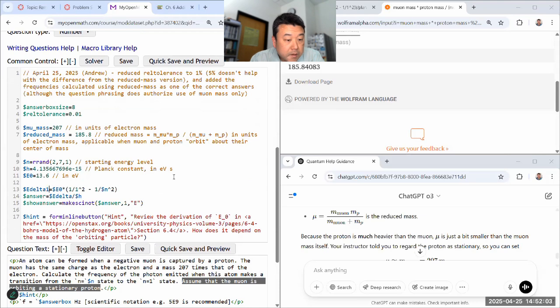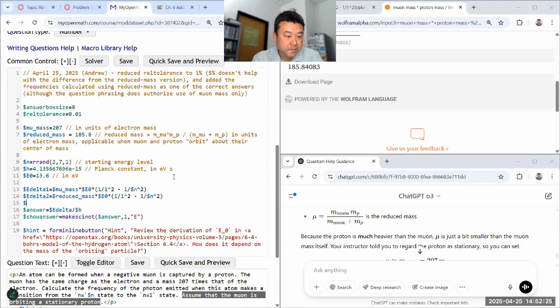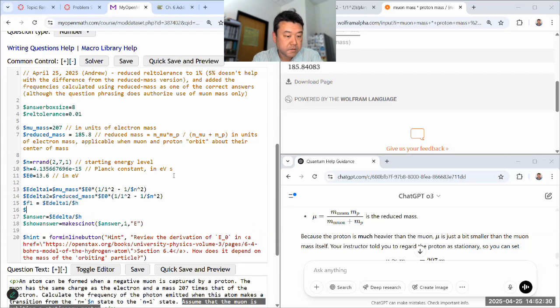So there's E delta 1 with muon mass, and there's E delta 2 with reduced mass, and the answer is going to be, oh wait, I have F1, which is E delta 1 over h, and F2, which is E delta 2 over h, and the correct answer is F1 or F2. Well, not both, but either or.